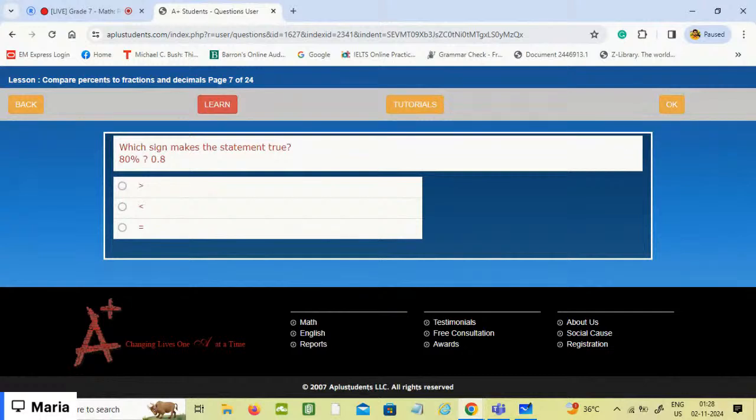Which sign makes the statement true? 80% and 0.8. Very good, they are exactly equal.